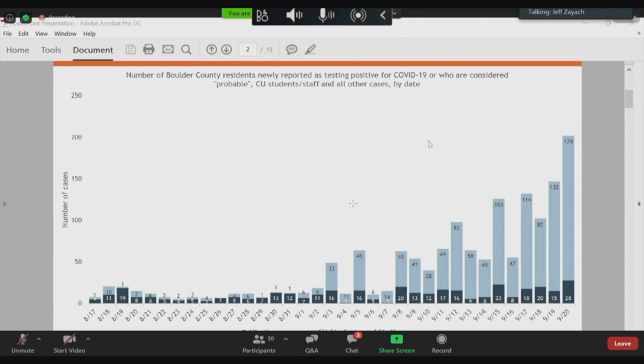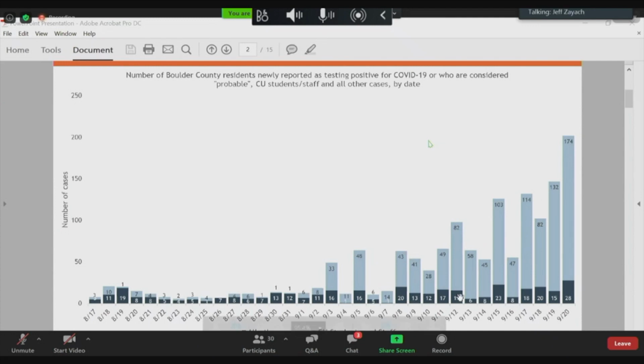And what's important about this graph, the dark blue down here is non-CU students, and the light blue is CU students. So pretty easy to see here that we've got a situation where we've got a significant outbreak happening at the University of Colorado. And it's one that we absolutely need to get a handle on and are working diligently with CU, the city of Boulder, and the state of Colorado on trying to stop the spread of and control the spread from getting into the community. So those are the two goals that we have associated with this.